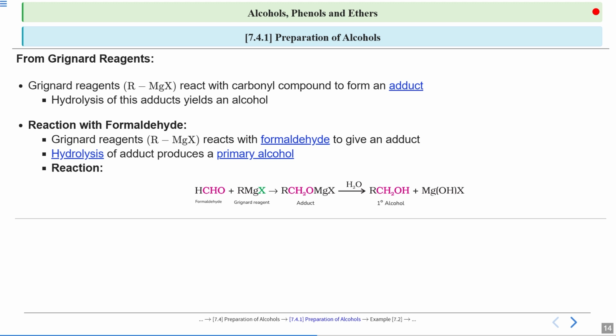Okay. So formaldehyde will give an adduct after the reaction with Grignard reagent, and this adduct further on hydrolysis with the water molecule gives us a primary alcohol, plus MgOHX will be removed as a side product. So RCH2OH, the primary alcohol, you will get after the reaction of formaldehyde with Grignard reagent. So this is how you can prepare the alcohol from Grignard reagent.